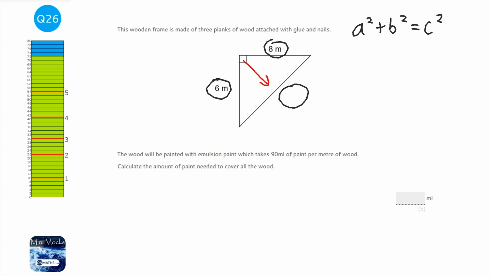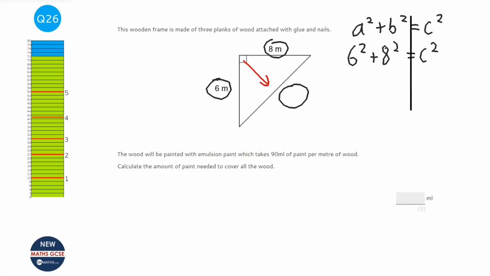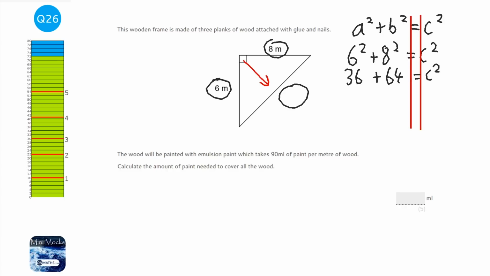A and b don't matter which way around we do it, so I'm going to do 6 squared plus 8 squared equals c squared. And I can put my lines down as I normally do. So I always put the lines down that equals. I've just missed that one. So 6 squared is 36, 8 squared is 64, which equals c squared.